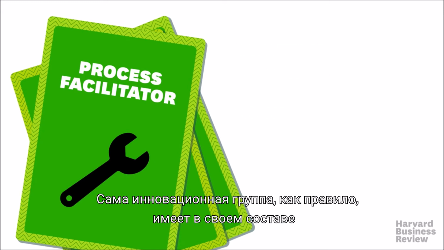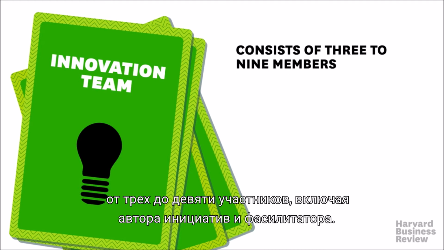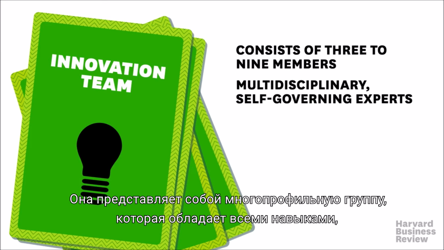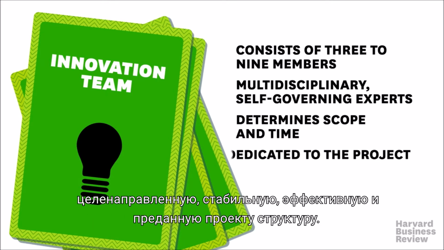The innovation team itself usually has between 3 and 9 members, including the initiative owner and process facilitator. It's a multidisciplinary group that possesses all of the skills required to solve the problem. Together, they are self-organizing, dedicated to the project, focused, stable, and highly collaborative.